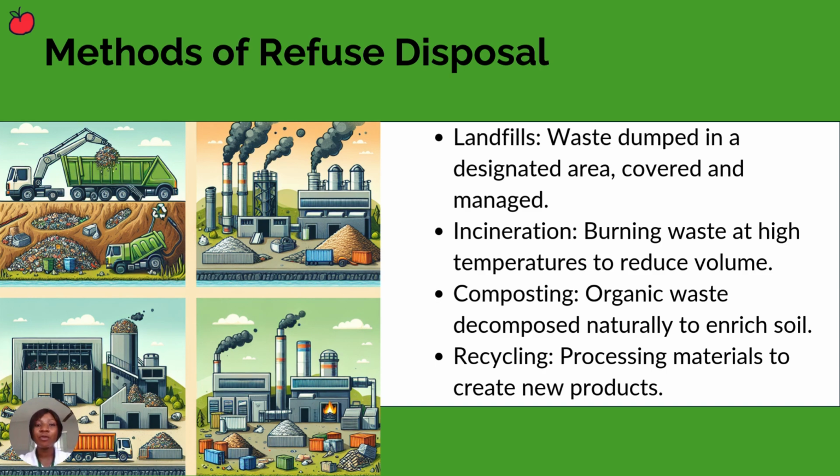And we have different methods of refuse disposal. Landfills, waste dumped in a designated area, covered and managed. When you hear landfills, it has to do with using your waste to fill a particular area, and it will be covered and managed. Then incineration is a method of disposing refuse, and this includes burning waste at high temperatures to reduce volume. Then composting, organic waste decomposed naturally to enrich soil. These are used as manure to enrich the soil, and that particular soil will be very good for farming. Then recycling, processing waste materials to create new products.